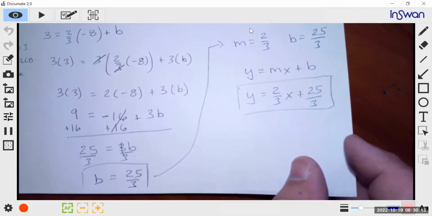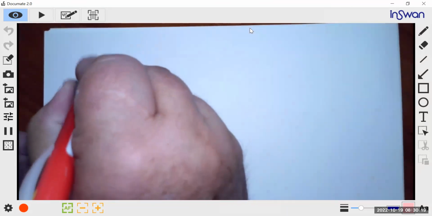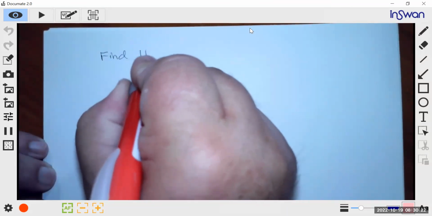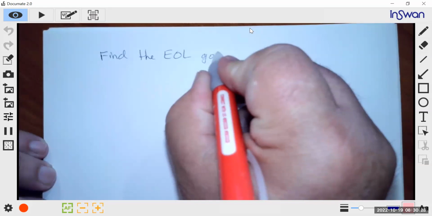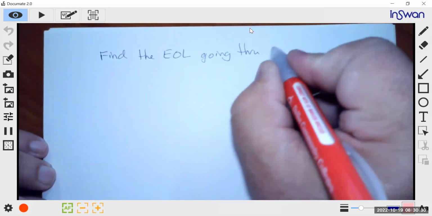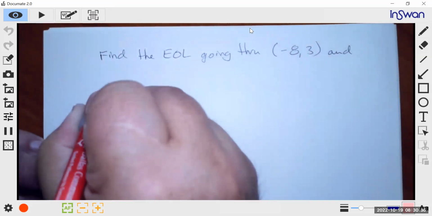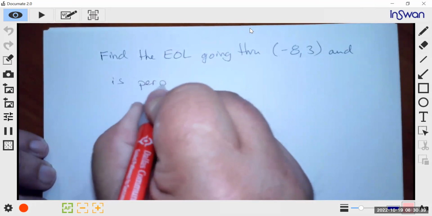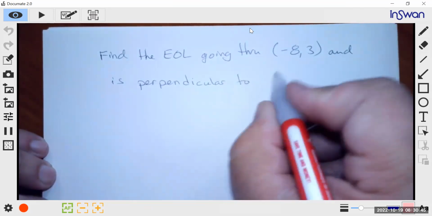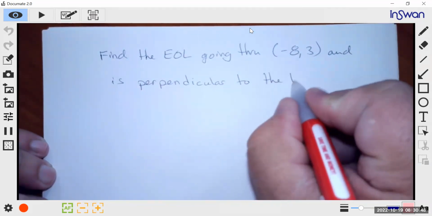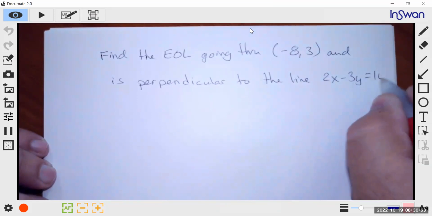Let's use the same information, but this time let's look for a perpendicular line. Find the equation of the line going through the point -8, 3 and is perpendicular to the line 2x minus 3y equals 10.